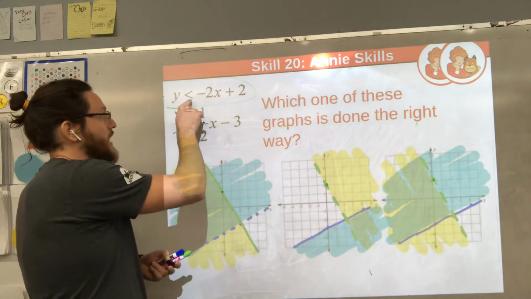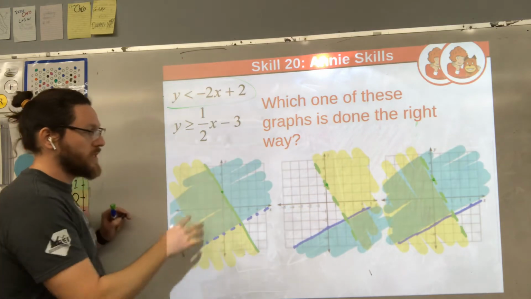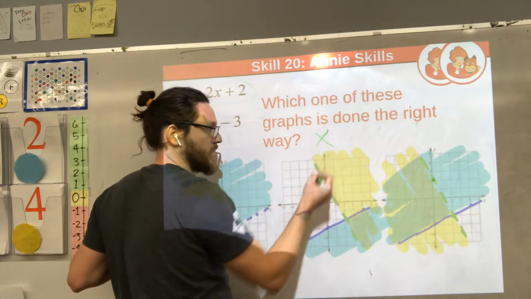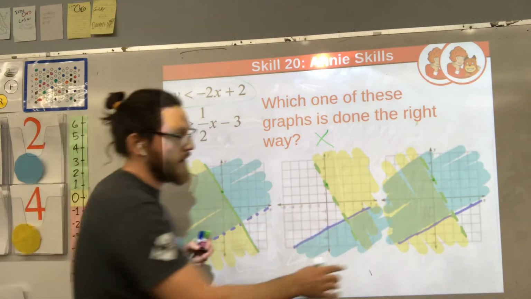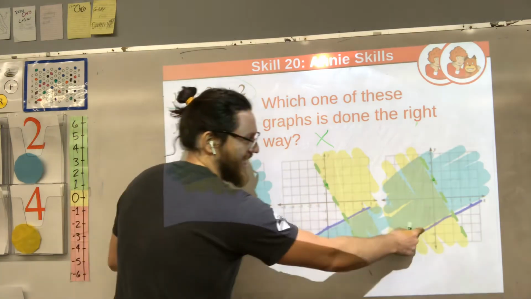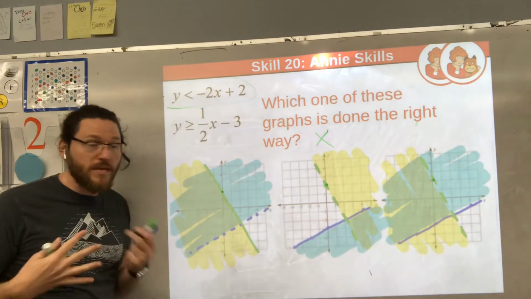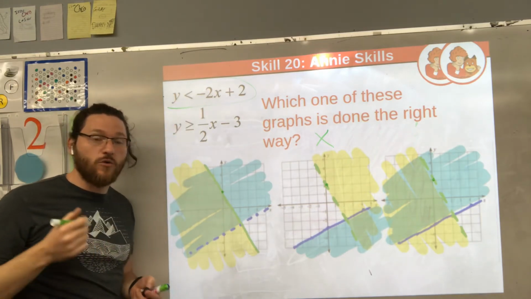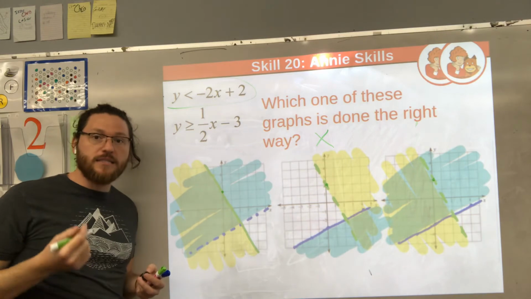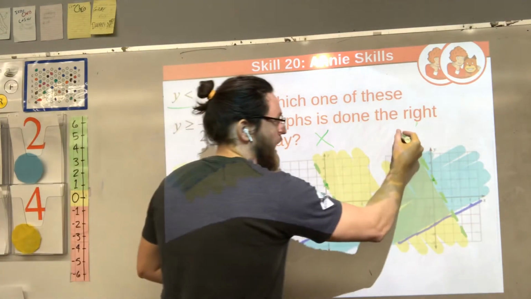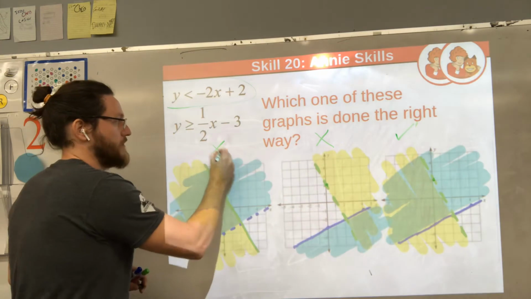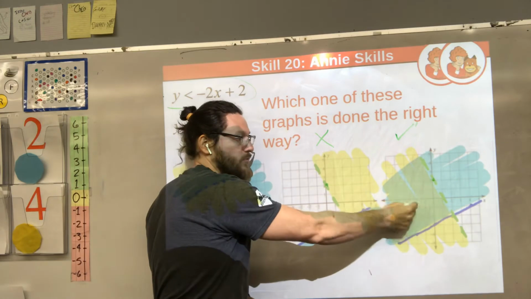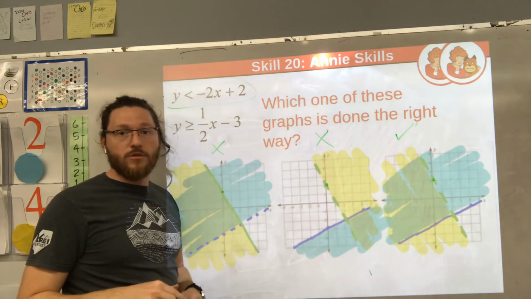This says less than negative 2x plus 2, which means we need the shading below this green line. The shading in this middle one is not below the green line, so it can't be the one in the middle, okay? The one on the left and the one on the right both have the shading below, so it could be either one of those, except for one thing. This says less than, right? It doesn't say less than or equal to, and we know that less than needs a dotted line. This one has a dotted line, and this one does not. Okay, so already without even looking at the second equation, we can tell that this problem over here is going to be the one that's graphed correctly.